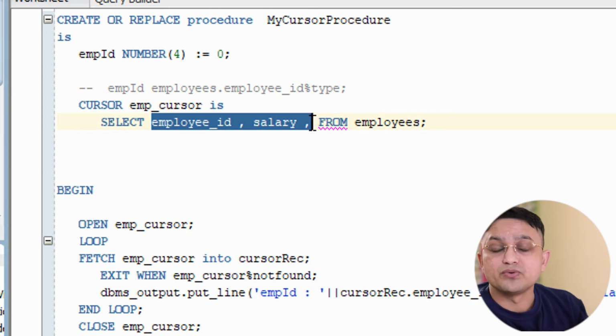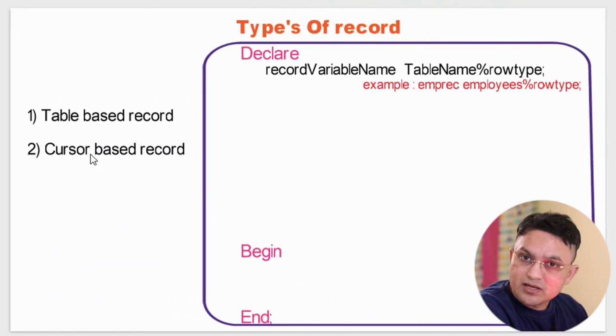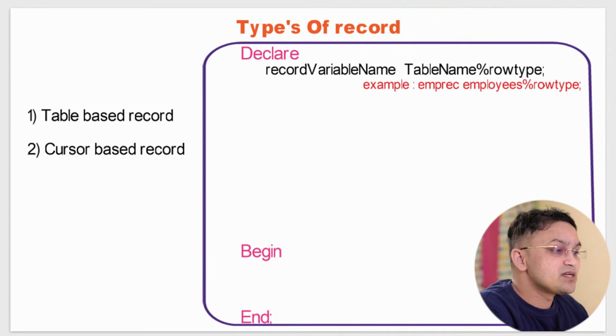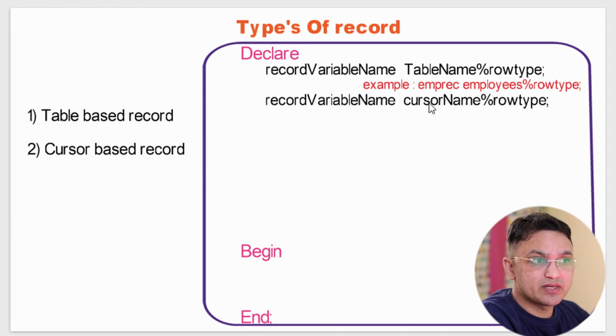Then what you need to do is declare a cursor based record. Okay guys, and what is the syntax of the cursor based record? As you can see on your screen, it is similar to the table based record. You give the record name and then the cursor name. Over here you need to give the cursor name instead of the table name. Over here we are giving the table name, and over here you need to give the cursor name, and then percent, and then row type.